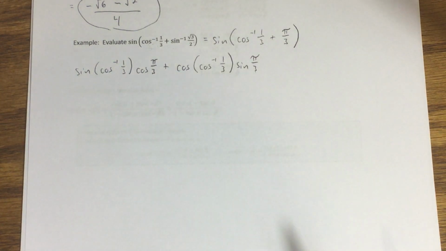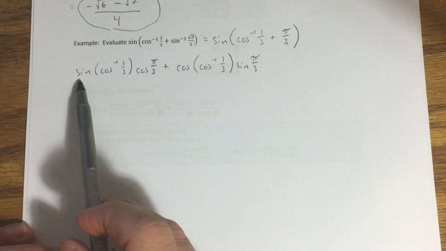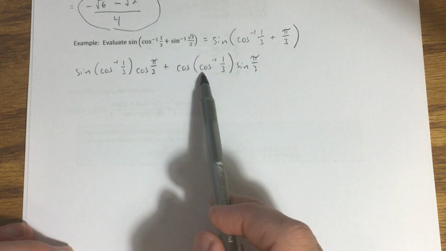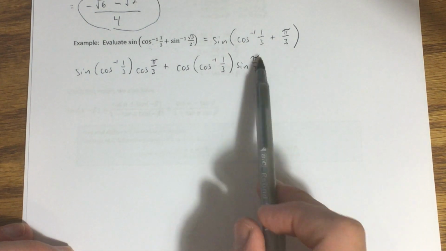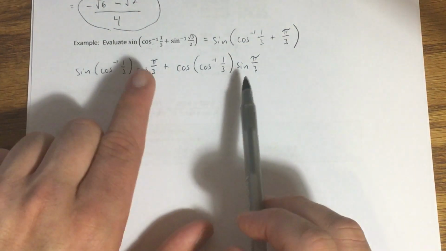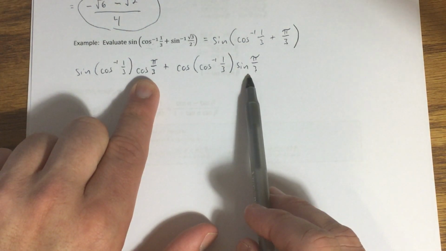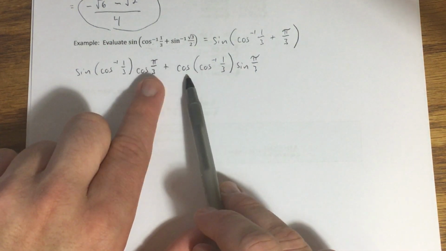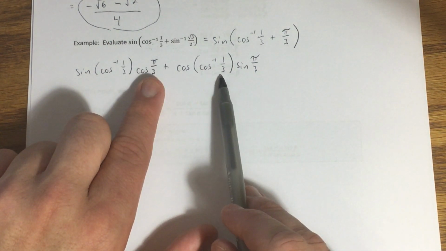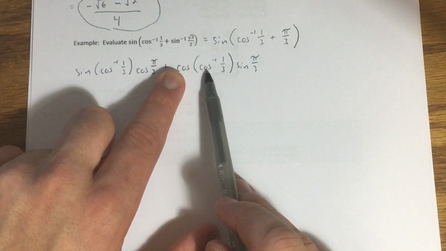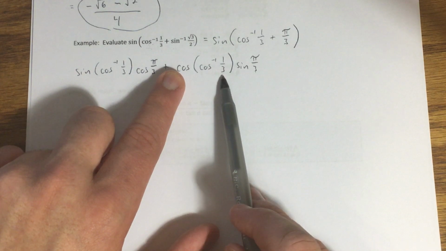And now I have four things that I need to find. I need to evaluate this term. I need cosine of pi over 3. I need cosine of cosine inverse of 1/3, and I need sine of pi over 3. 3 out of these 4 things I can do right away. Cosine of pi over 3 and sine of pi over 3, I can find those easily because I know my unit circle. This one is just going to equal 1/3 because this cosine on the outside will cancel with this inverse cosine on the inside and leave me with just 1/3.